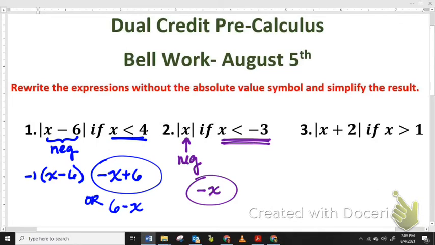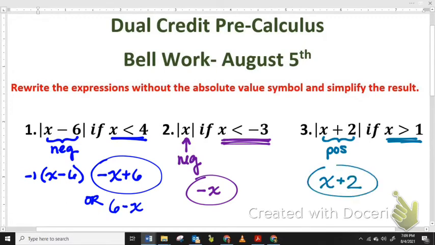Number 3, if x is a value greater than 1, what type of number would the inside evaluate to? A positive. Will the absolute value change anything about a positive number? No. So how can I write this without the absolute value anymore then? Just x plus 2. Or 2 plus x, absolutely.